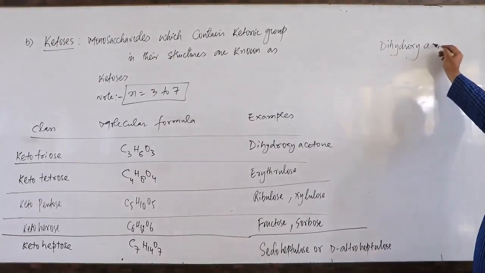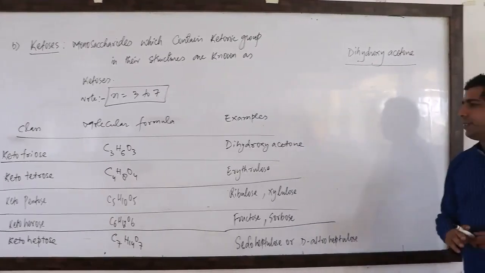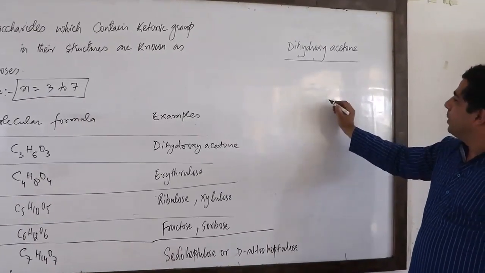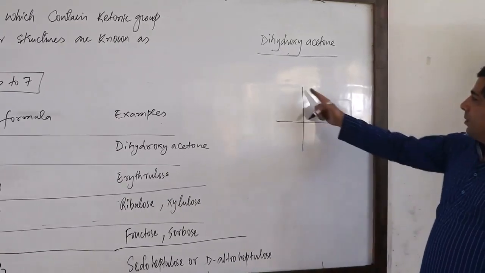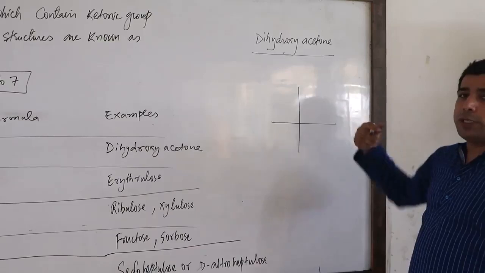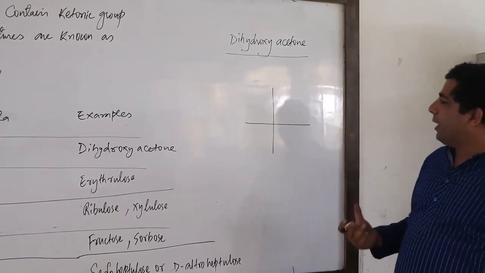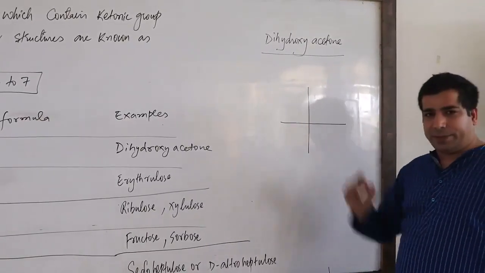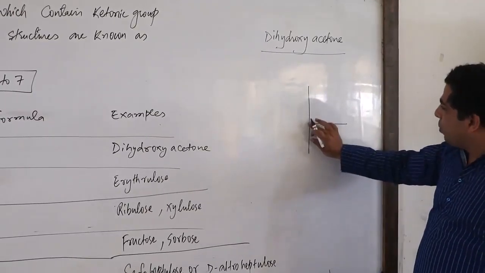Dihydroxyacetone. So my dear friends, it's a 3-carbon sugar. So let me draw it like this. The first carbon, if you look here, has to be not the ketone, because ketone exists within the chain. So when ketone exists within the chain, that means I cannot have 2 valencies here. So I have to remove the 1 valency from this side, and I have to put the ketonic group in the middle.